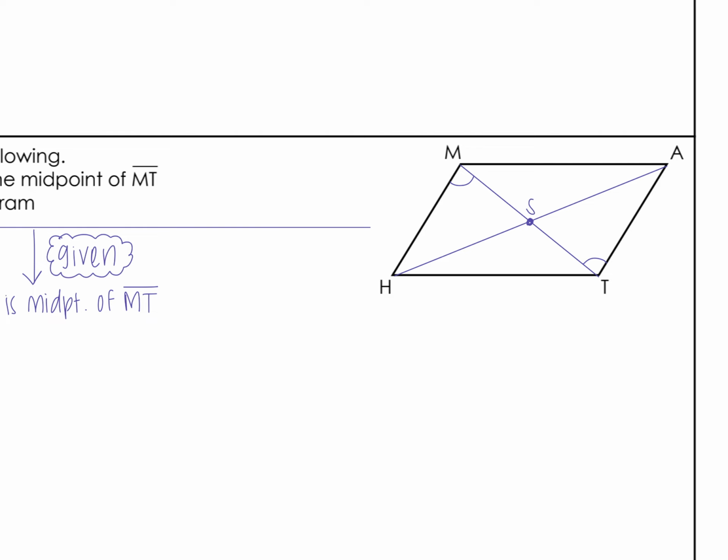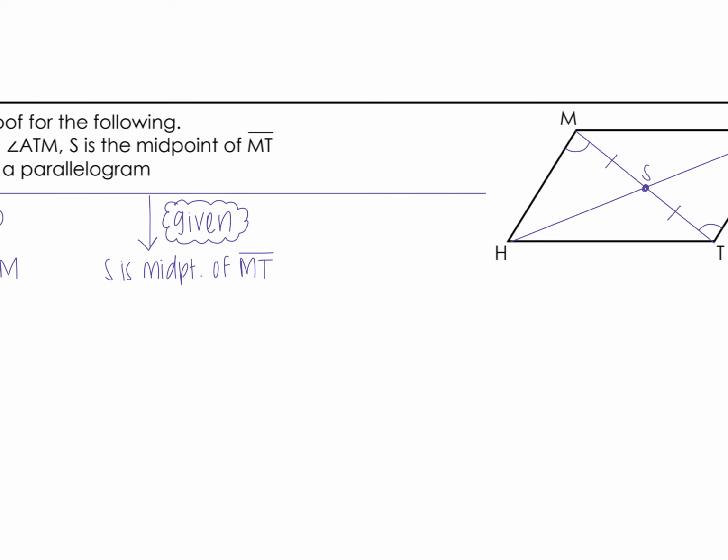So therefore, if S is the midpoint of MT, that means from that S to M and to T, we should have those two segments being congruent. So I'm going to mark that. And so that's exactly what we can come up with from that. We can say that from this given here, using that definition of midpoint, that SM is congruent to ST.